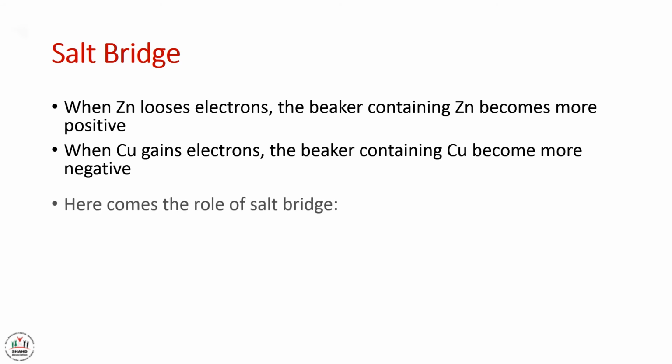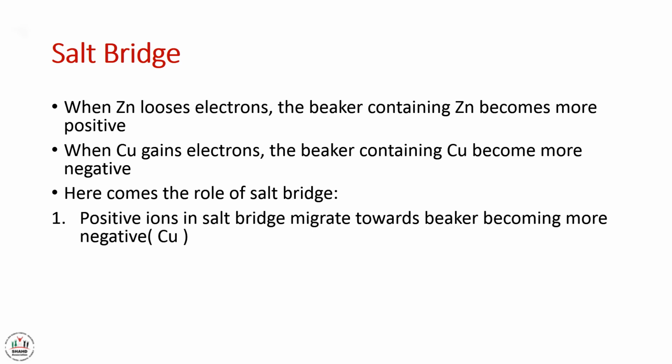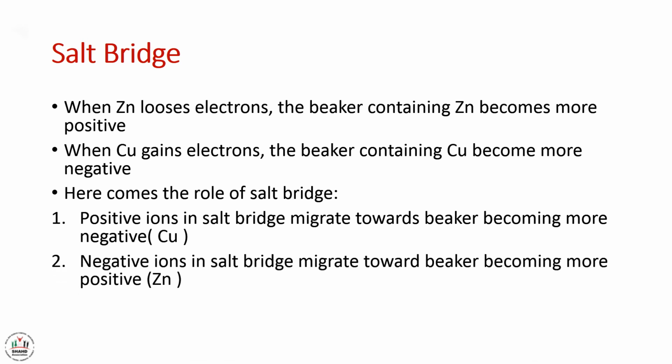Here comes the role of the salt bridge. The salt bridge contains ions. The positive ions in the salt bridge migrate toward the beaker becoming more negative, where the Cu is. The negative ions in the salt bridge migrate toward the beaker becoming more positive, where the Zn is. So now we can say that the salt bridge maintains electrical neutrality.